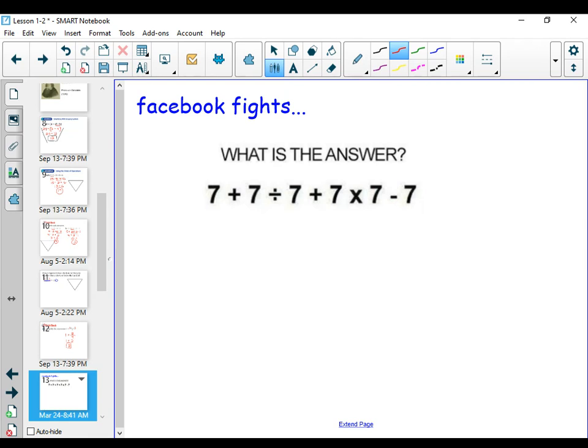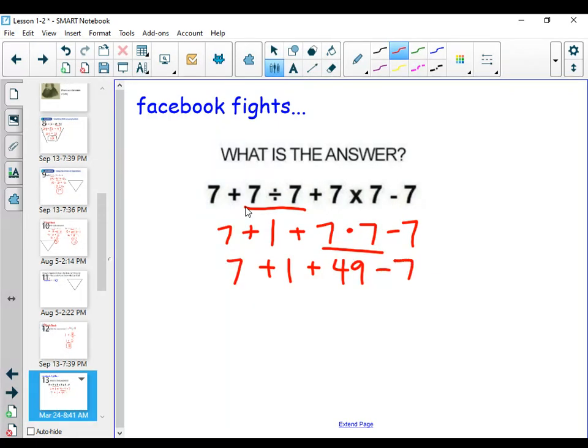Parentheses, no. Exponents, not yet. Multiply or divide from left to right. Notice I switched my multiplication x to the dot. Less confusing in 7th grade math if I use the dot. Now I'm on adding and subtracting left to right.